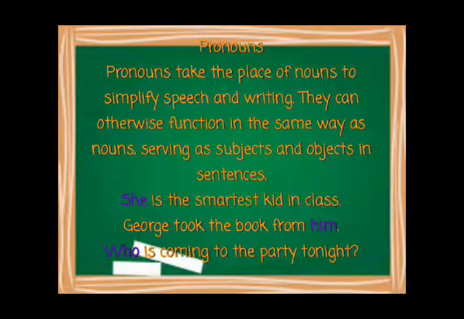Who is coming to the party tonight? So instead of using Andy is coming to the party tonight, right? Because Andy is the name of a person and that's a noun. So instead of using that word in the sentence, it used the word who, which is a pronoun.